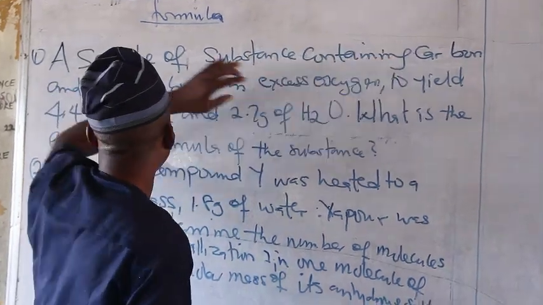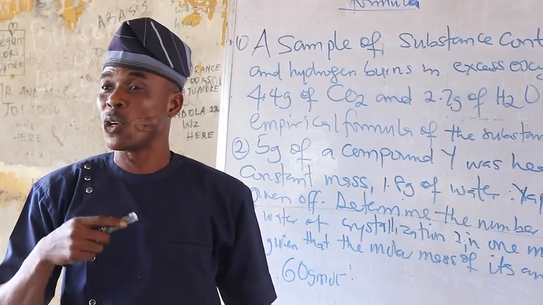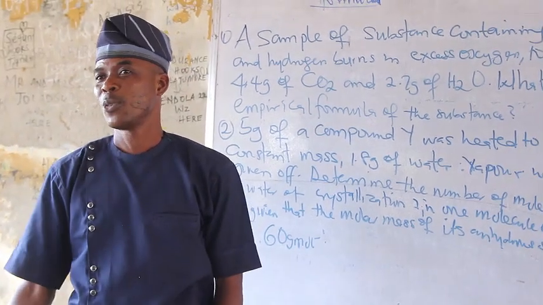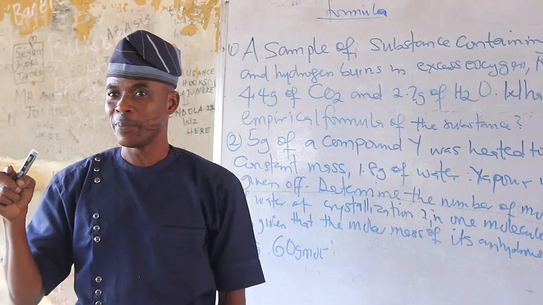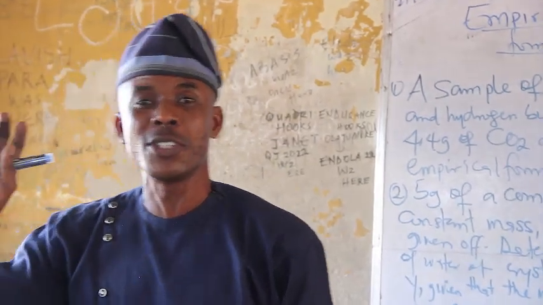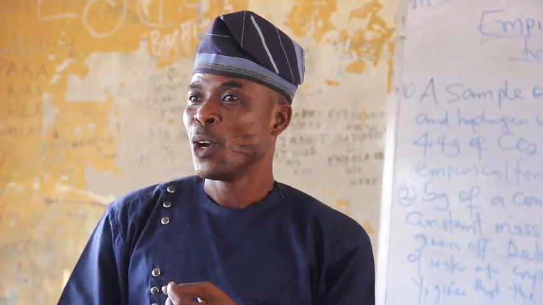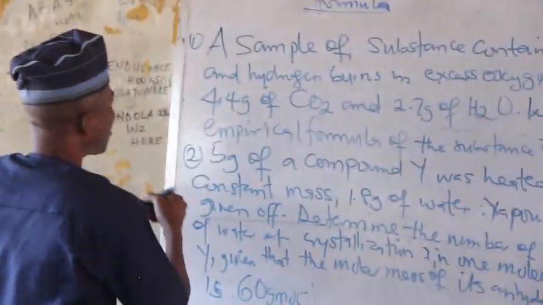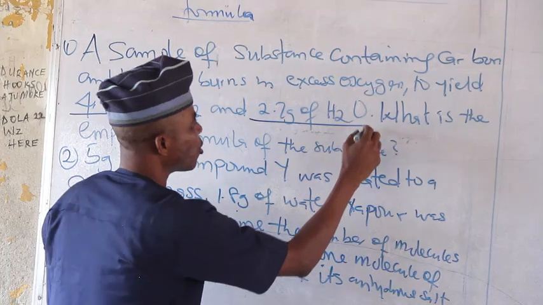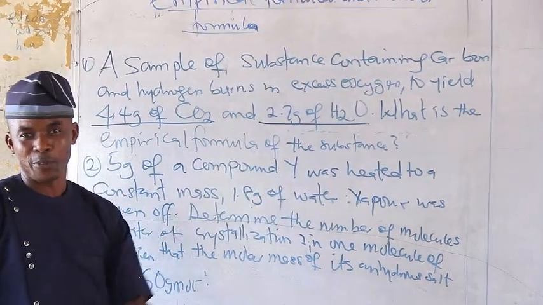A substance containing carbon and hydrogen. The compound for which you want to find the empirical formula should contain what? Carbon and hydrogen. And in your answer you are having CO2 and H2O. Automatically, when a hydrocarbon is burnt in oxygen, we have CO2 and H2O. The values you are given, 4.4 grams of CO2 and 2.7 grams of H2O, were a result of the conversion of the hydrocarbon.